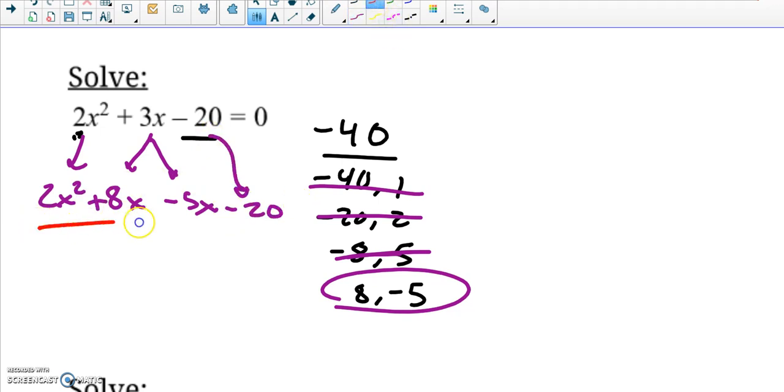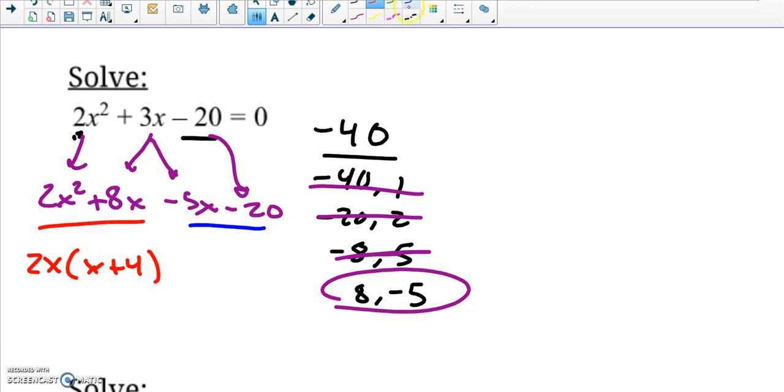I'm going to group together the first two. I'm going to group together the second two. I'm going to take a greatest common factor out. Let's see what I can take out of both of these. They both have an x. They're both divisible by 2. I will take out 2x. 2x times what is 2x squared? Just x. And I'll have a 4 to get the 8x.